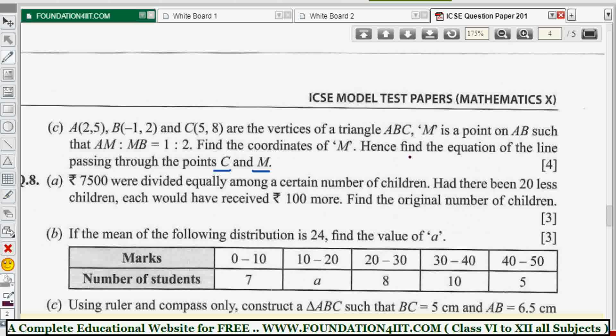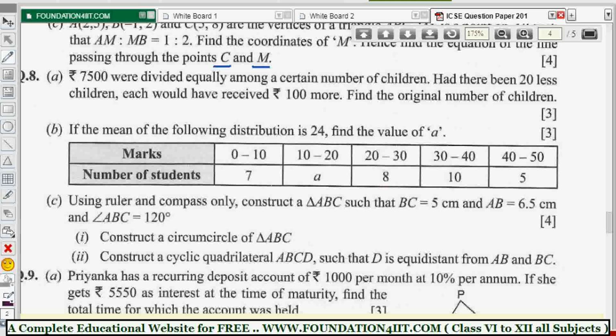Next we will see the 8th question, ABC. So we will continue these problems. Question number 8 we will see now.